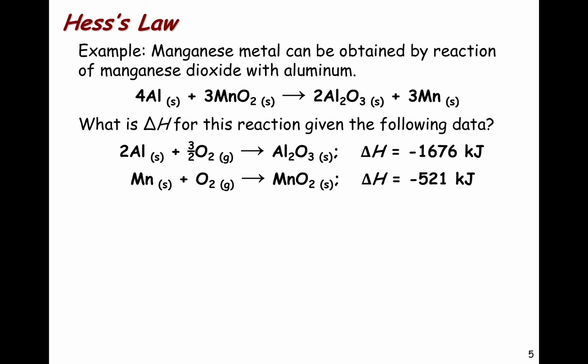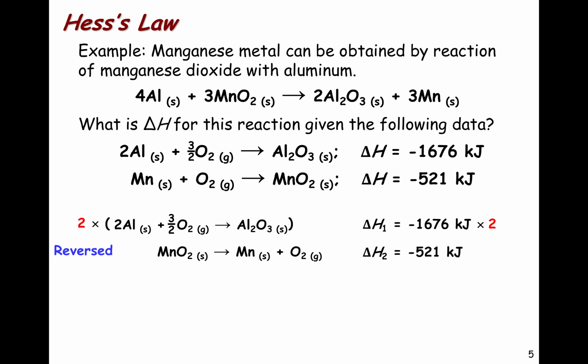And so if we were to take our first reaction, we see that in order to have the right number of moles of aluminum oxide, as you see in the first reaction, we need 2 moles of aluminum oxide, so we would have to double that reaction. That also means we'll double the enthalpy.